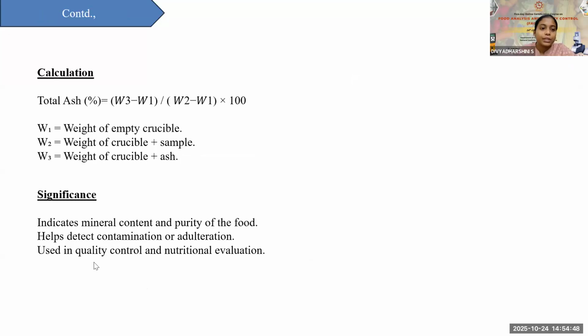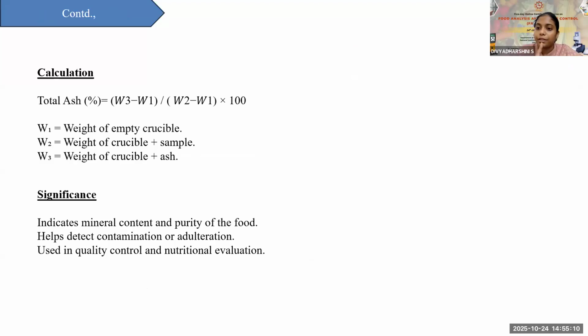So the calculation: we have taken three weights, right? The empty crucible weight, the weight of the crucible plus sample, and the weight of the crucible plus ash. After putting that in an equation, we will get the result. So what is the importance of doing this crude ash? It indicates the mineral content as well as the purity of the sample.